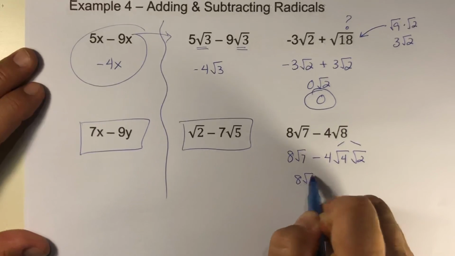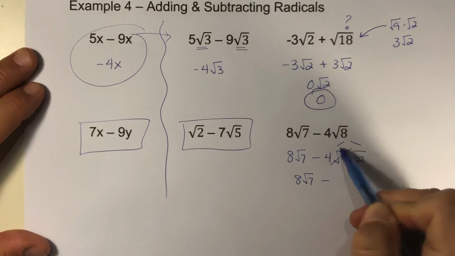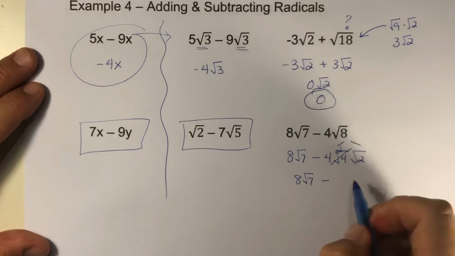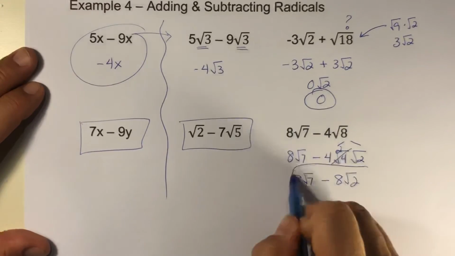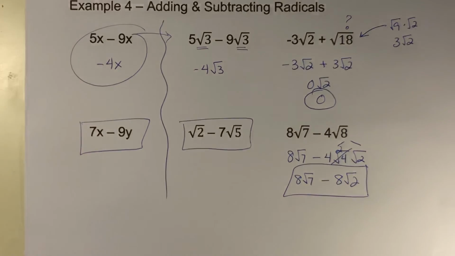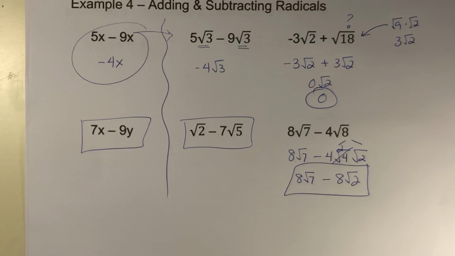So finally, let's finish this up here. I'm going to have minus, now be careful here, the square root of 4 is 2. And 2 times -4 is -8. I'm going to carry down my radical 2. And that is my simplified expression. These are unlike radicals, therefore I cannot add them together.